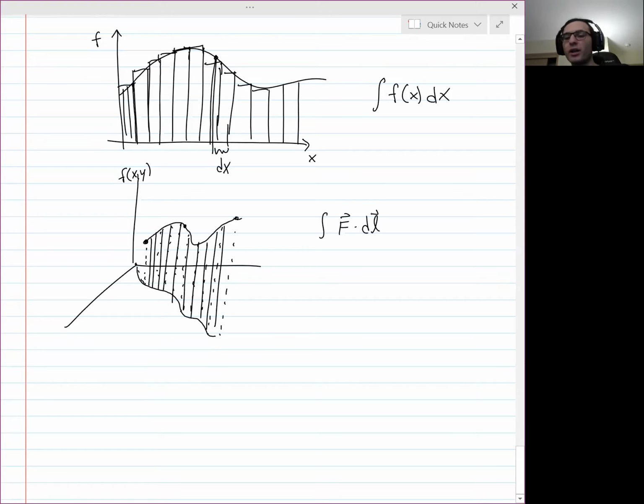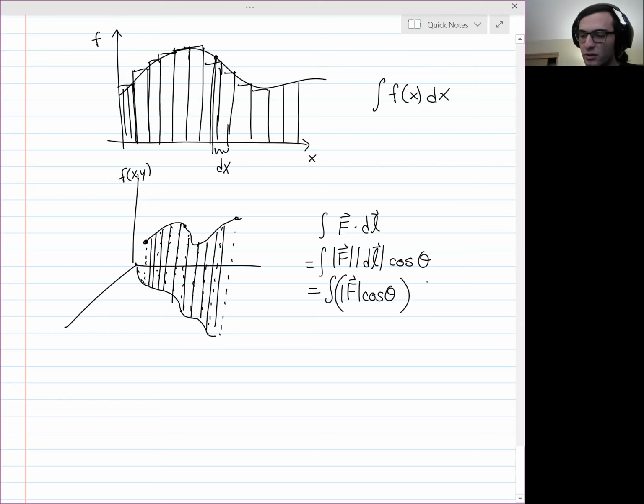So how can we rewrite that? Well, the width of our integral would be, effectively, so let me rewrite this. You guys know how to write the dot product in terms of the product of magnitudes, right? So this is just equal to the magnitude of f times the magnitude of dl times cosine theta. And so we can rearrange that to just be f times cosine of theta times the magnitude of dl. And then the magnitude of dl, that is the width of our rectangle. And then the height of a rectangle is the magnitude of f times cosine of theta. And then you're just adding up those rectangles there.